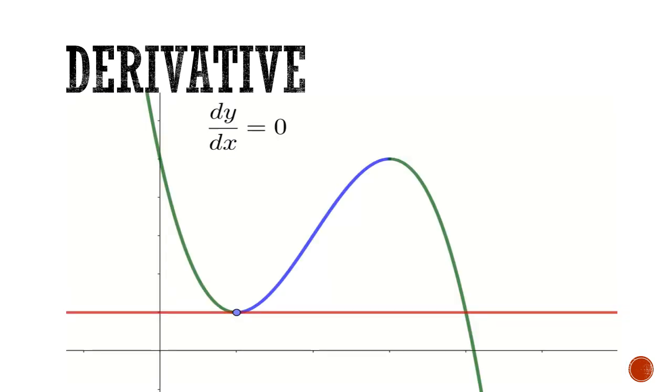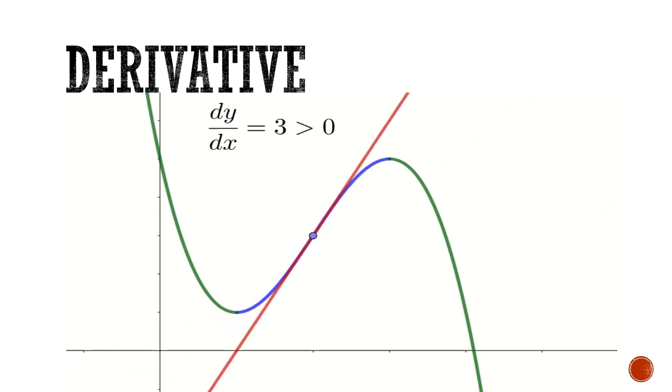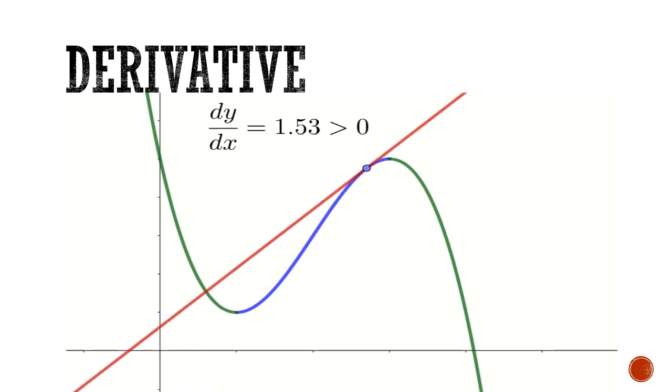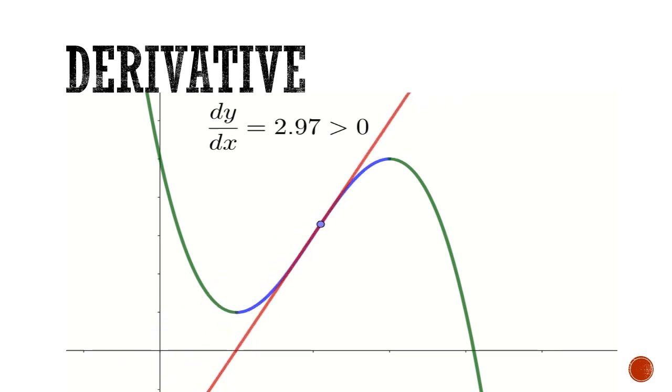Let's try to understand the concept of a strictly increasing function. Observe that along this blue part of the curve, because the y value is increasing, the red tangent is always sloping upwards, meaning that it has a positive gradient throughout. So using calculus, we can say that the derivative will be positive.